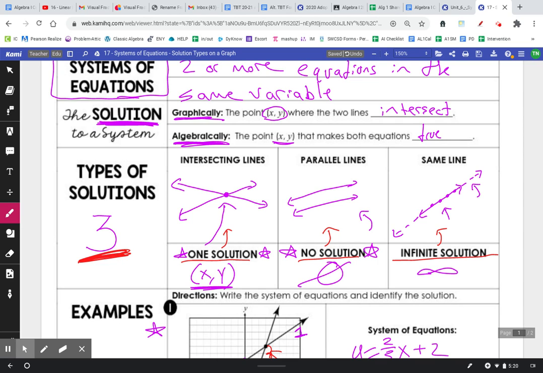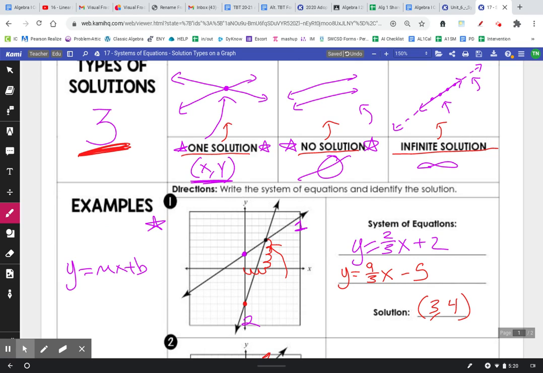This is, again, a focus on graphing. They were already graphed for us, so we had to write the system of equations themselves, the two equations, 1 and 2, and then find if they crossed, where it was, and identify that solution.